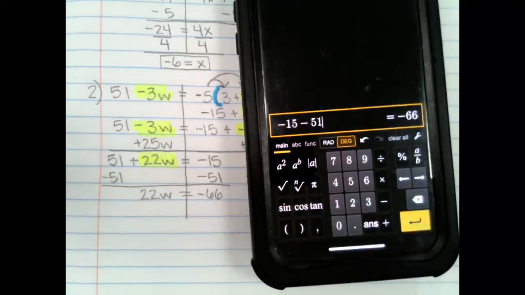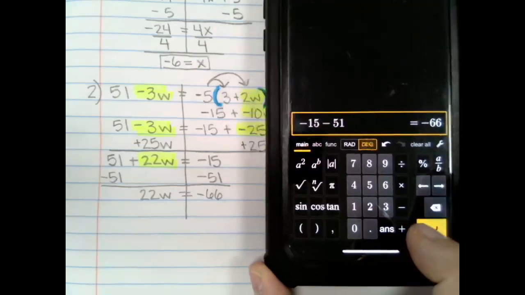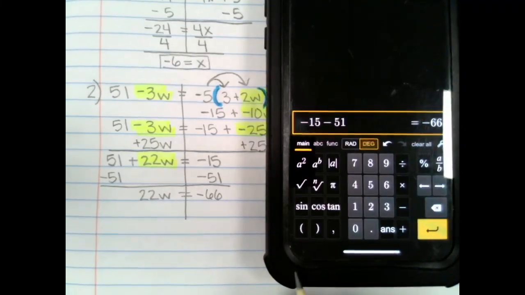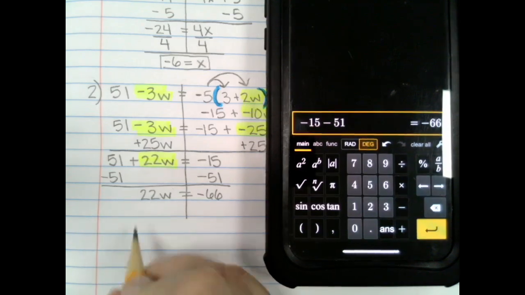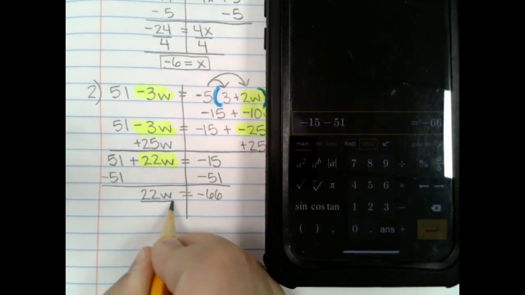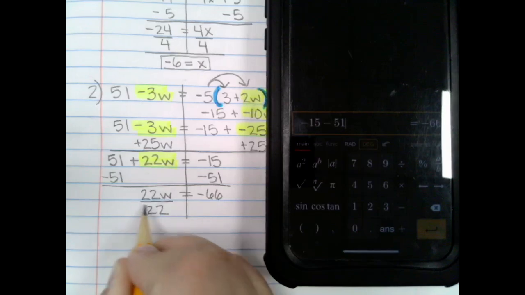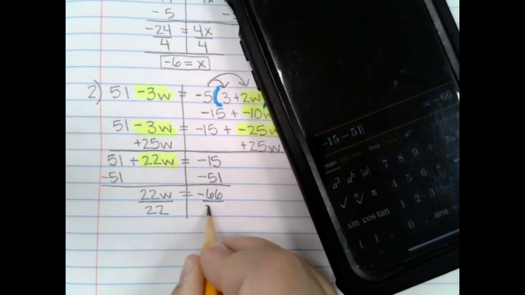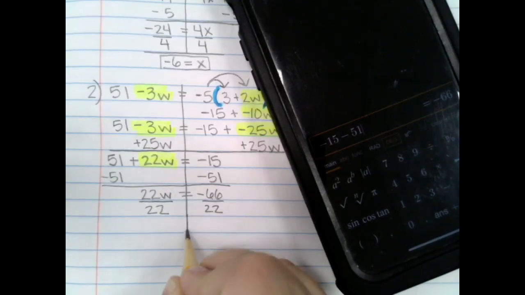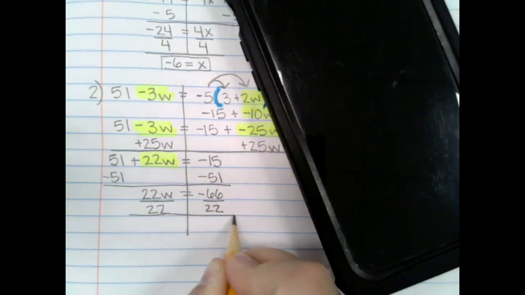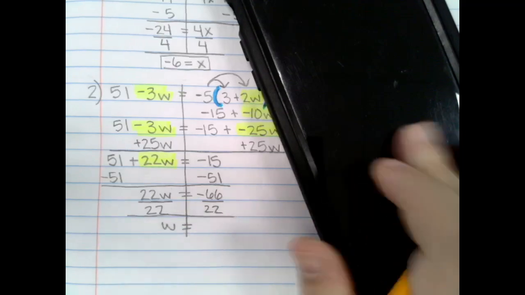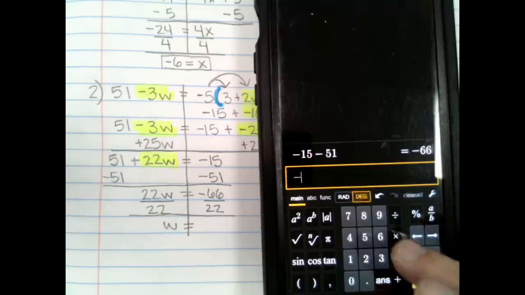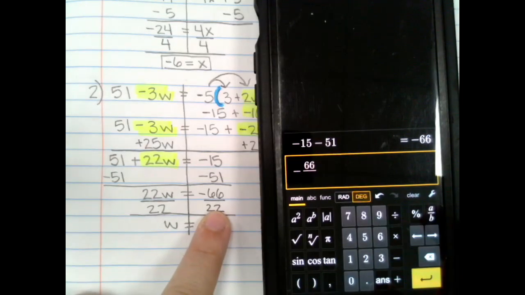Okay, last step. Undo multiply by dividing. As we keep going further and further, I'm going to start using more and more of that fraction line rather than using the division symbol. But if you still use the division symbol, that's okay. So w equals negative 66 divided by 22, negative 3.